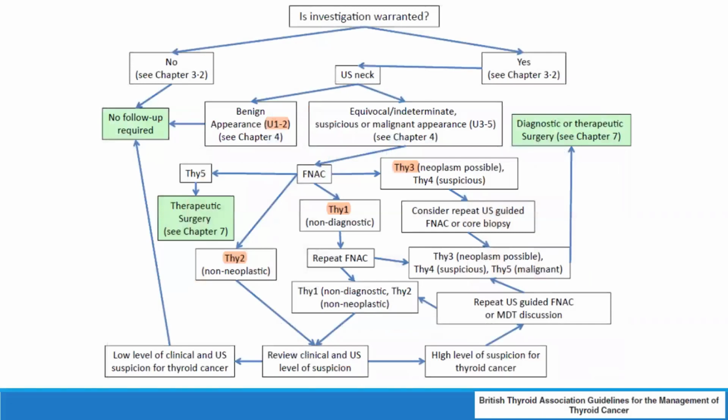And this algorithm is very important because if by ultrasonography the nodule is U1 or U2, in this situation this is a benign nodule and there is no need for follow-up, except if there is a high risk of malignancy in this person. For example, in a young person with U2, in this situation you need to do fine needle aspiration cytology, because there is an increased risk of malignancy.